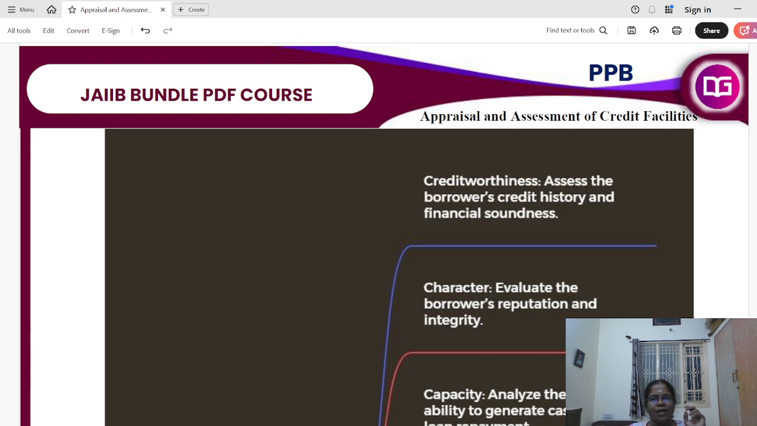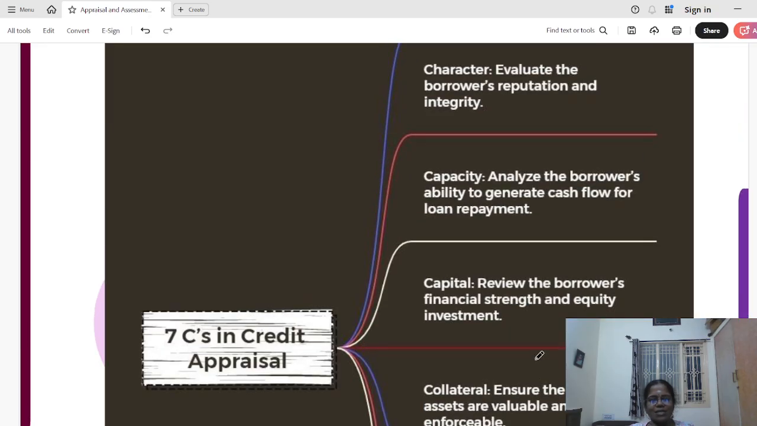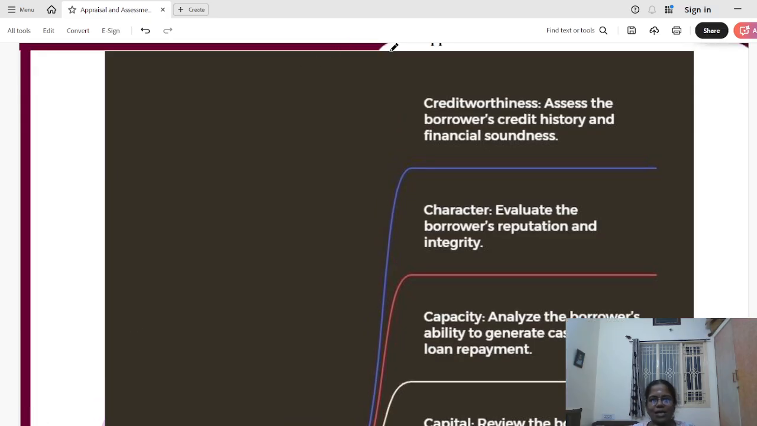Then next one is given in that diagram. So what is given is the 7 C's in credit appraisal. Already we have discussed about that 7 C's. What is the credit worthiness? அவங்களோட credit history எப்படி இருக்கு, அவங்களோட rating எப்படி இருக்கு, credit rating, appraisal rating எப்படி இருக்கு, அந்த rating if it is the good rating, then the credit worthiness of the borrower is good. If it is a bad rating, then credit worthiness of a borrower is bad. In such a case, banker think twice before sanctioning the loan.